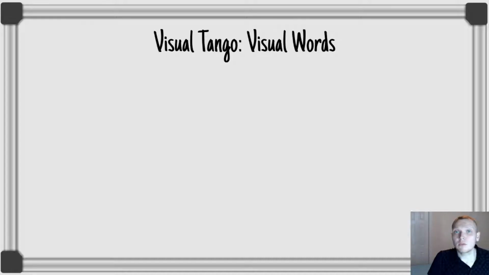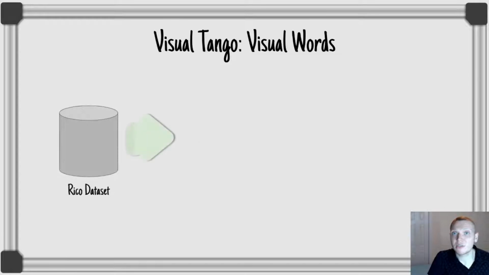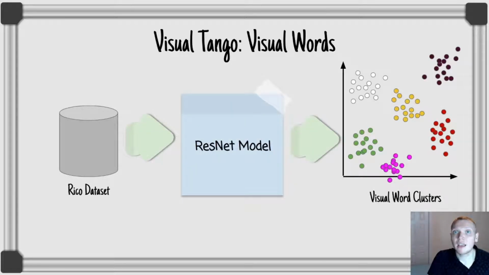To do this conversion, we take the trained model and pass in a random subset of the RICO dataset through it to generate a vector representation of each of them. Next, we apply the k-means algorithm to these vectors to discover the different clusters that arise.